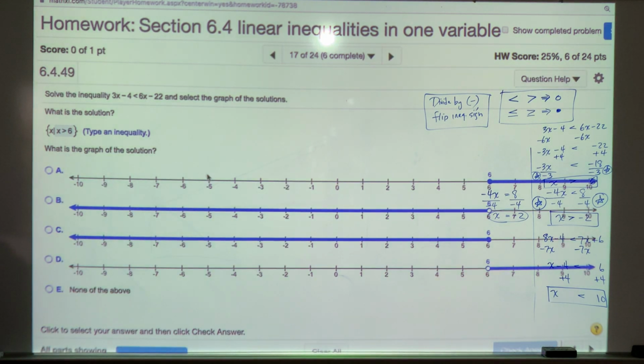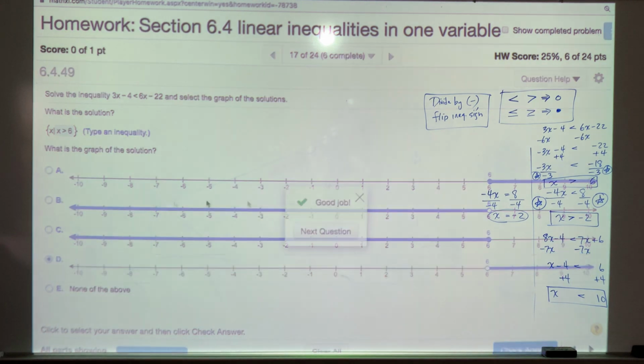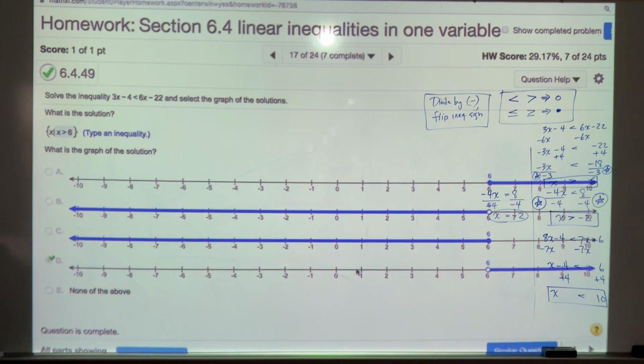And so, which one do I choose? Not any with closed circles. It's got to be an open circle going to the right, which is my D. Open circle at 6, greater than, to the right of 6. Got it?